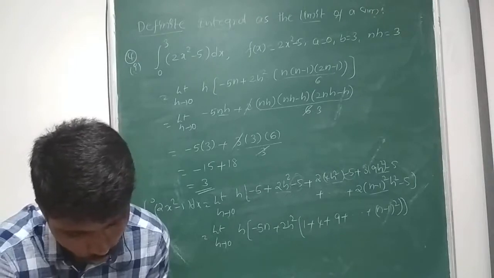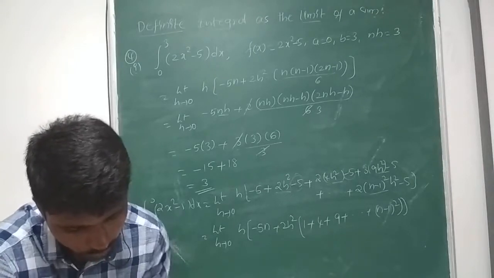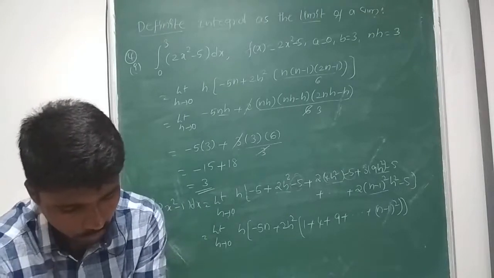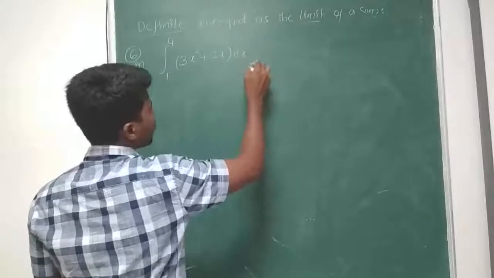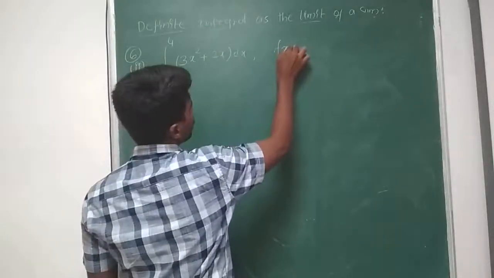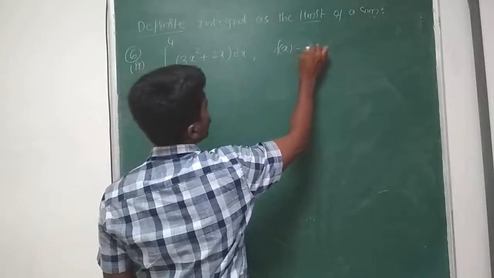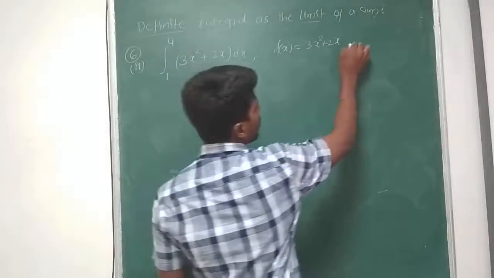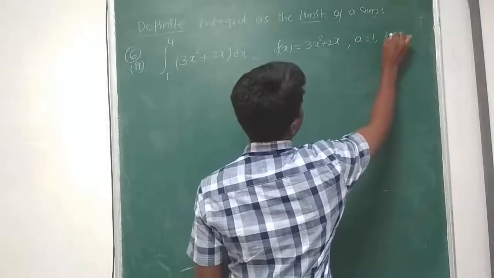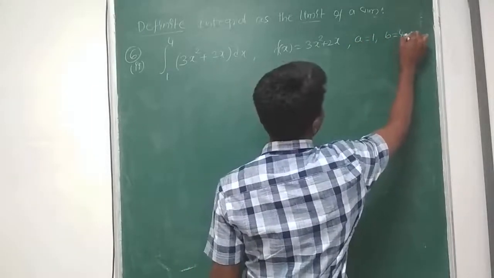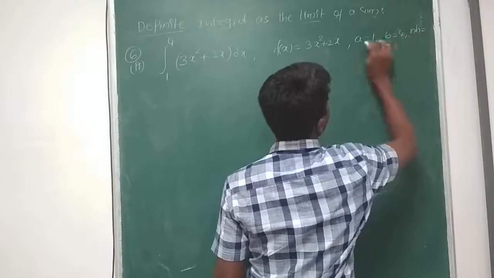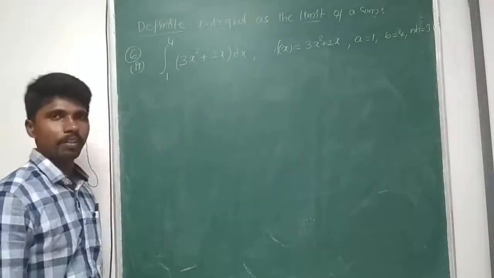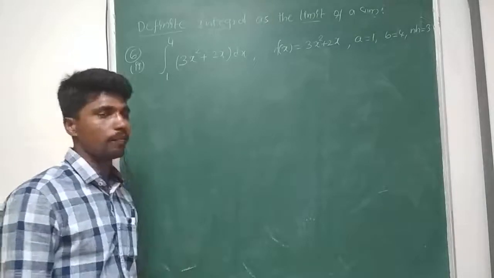Integral 1 to 4 of 3x squared plus 2x dx. The given function f of x is equal to 3x squared plus 2x. The values are a is 1, b is 4, and h is (4 minus 1)/n, which is 3/n. So these are the values they have given. So we start evaluating with f of a.